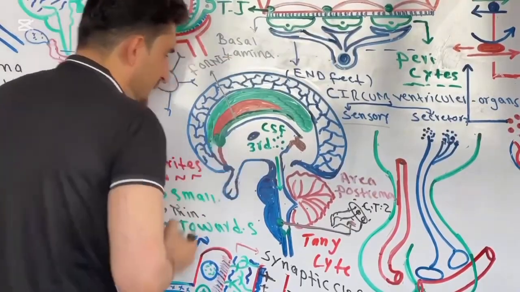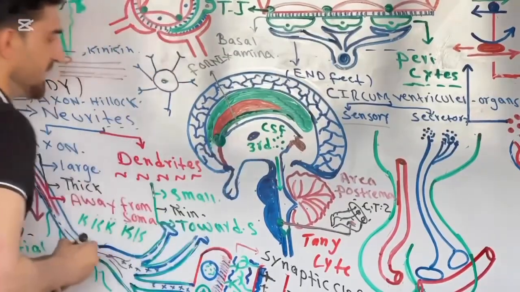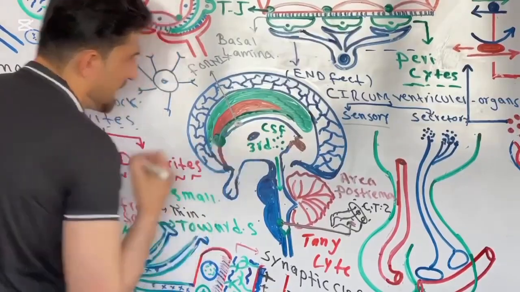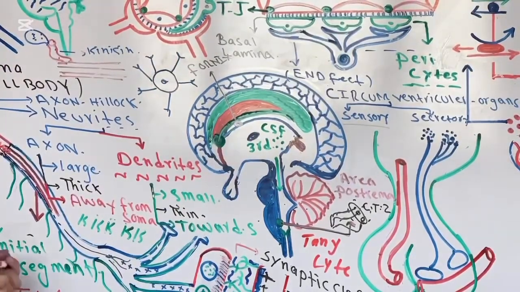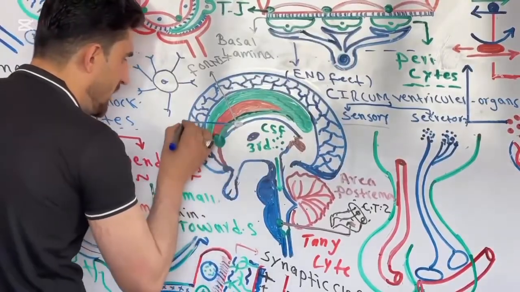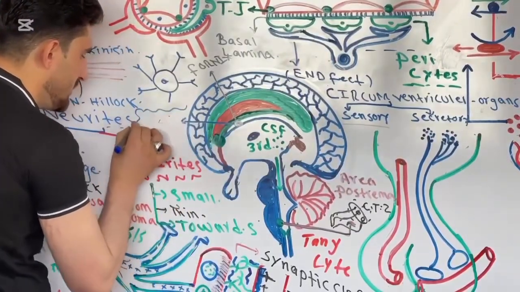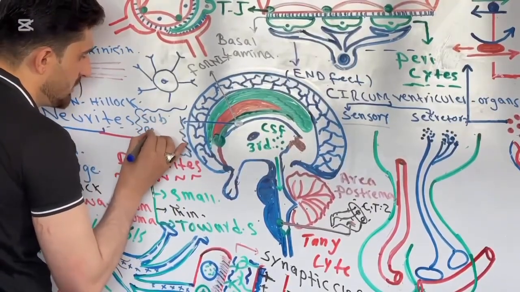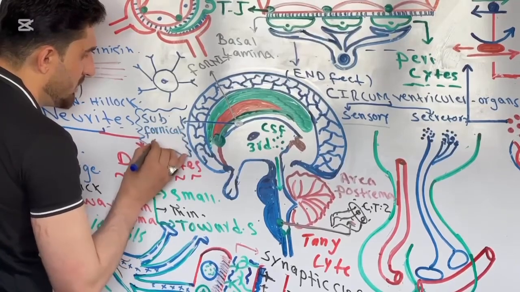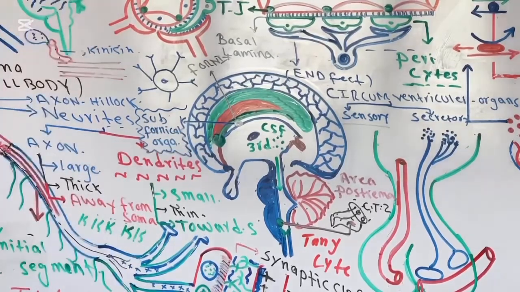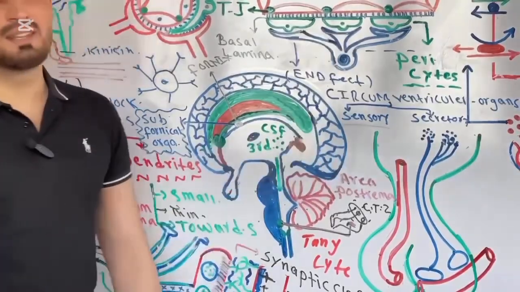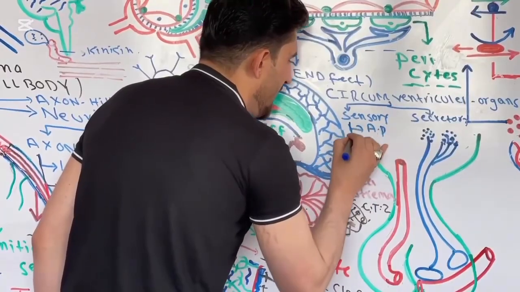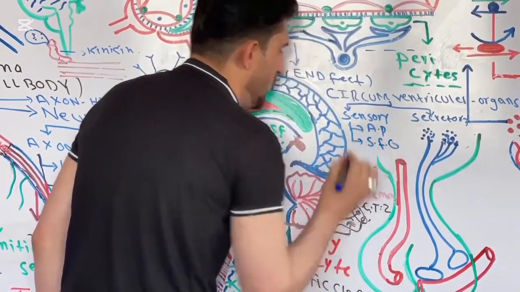Okay, under or beneath the fornix, we have an area, and this area is called the subfornical organ. Subfornical organ, okay. The subfornical organ is also sensory. So one sensory organ was area postrema. Another one is the subfornical organ.